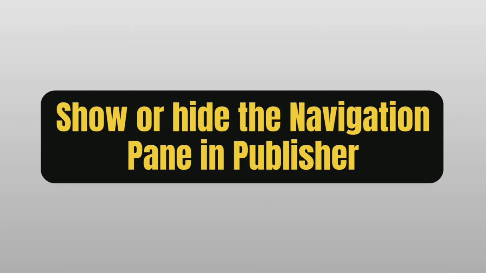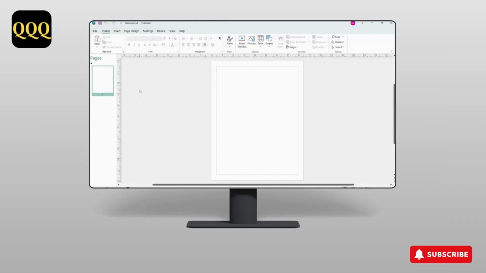I'm going to show you how to show or hide the navigation bar in Publisher. So, open your Publisher application on your laptop or PC, and here, as you can see, the navigation bar is right here on the left side of the screen.